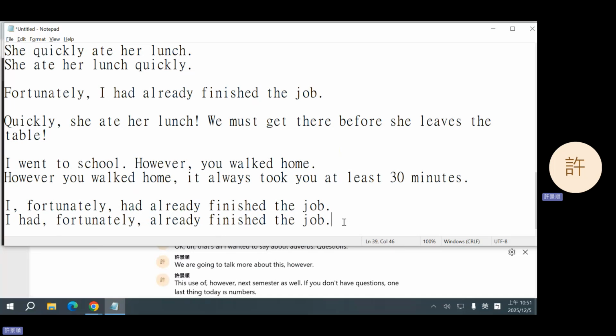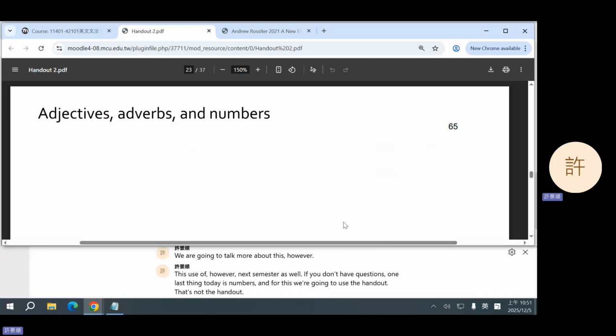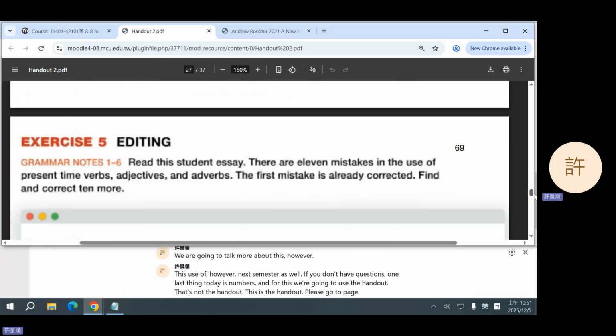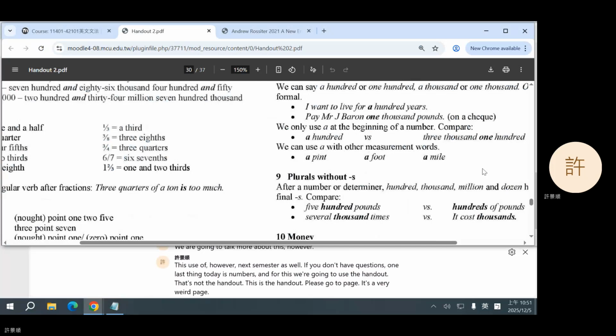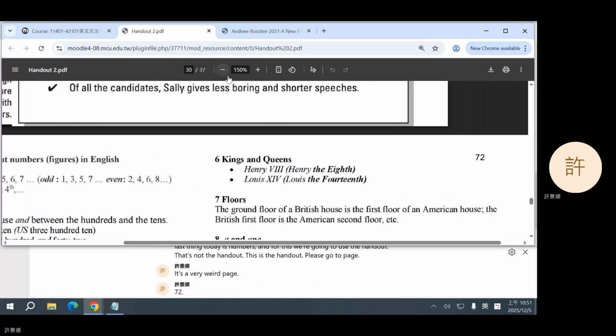And for this, we're going to use the handout. That's not the handout. This is the handout. Please go to page. It's a very weird page. 72.